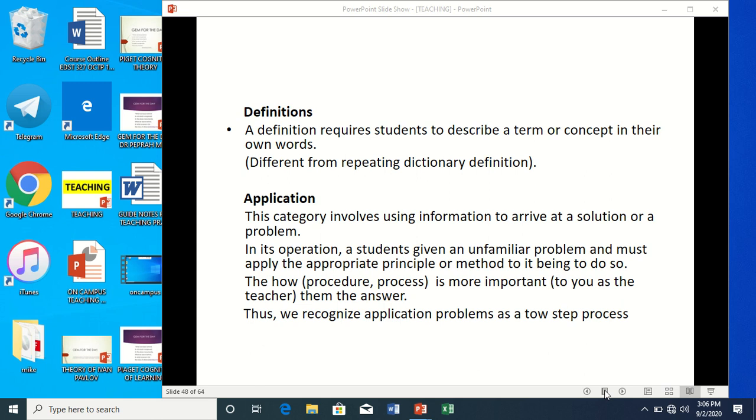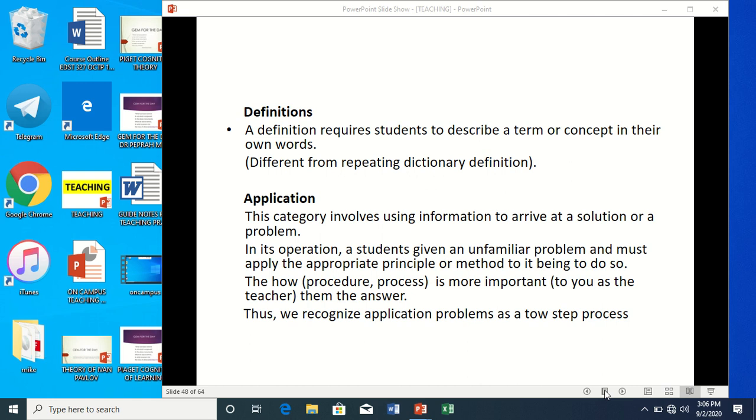A definition is one part of it, and a definition requires students to describe a term or a concept in their own words. It is different from repeating a dictionary definition. When a child does that, he has not defined. A child who is able to recite or repeat a dictionary definition has not defined by our understanding, which is a definition being one part of comprehension. The child has not defined it. So we stress using the child's own words.